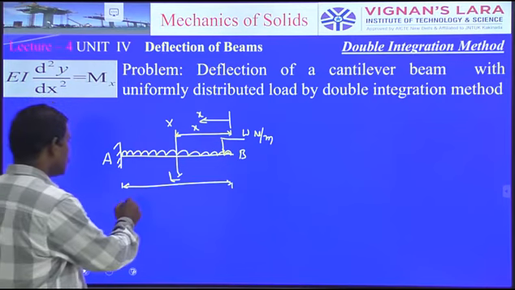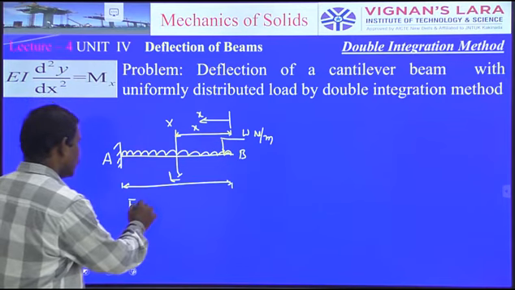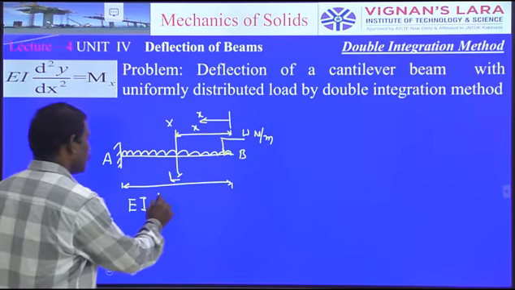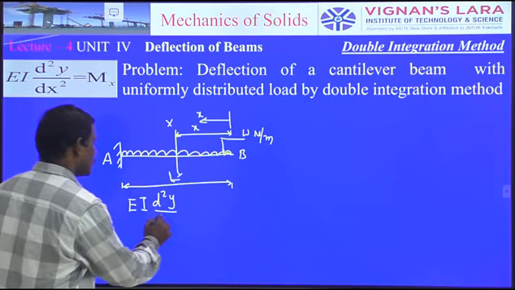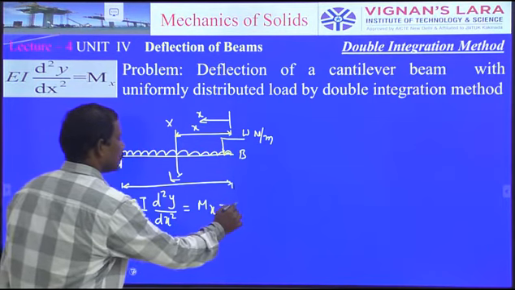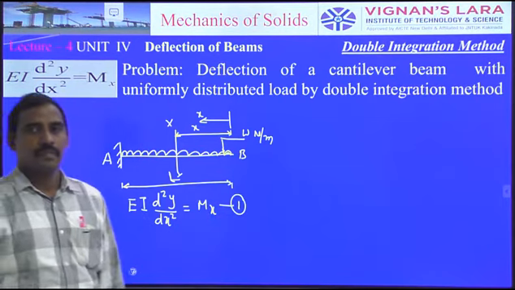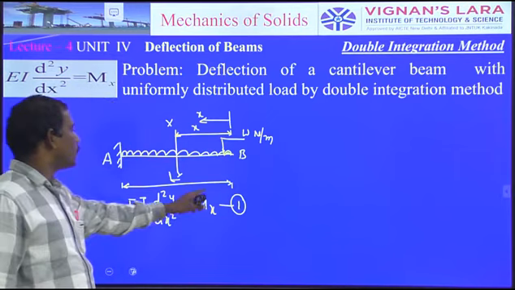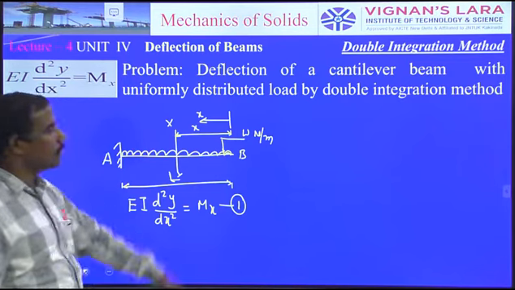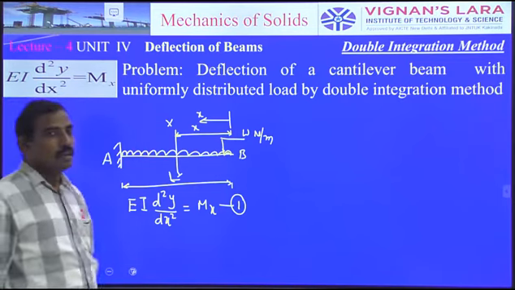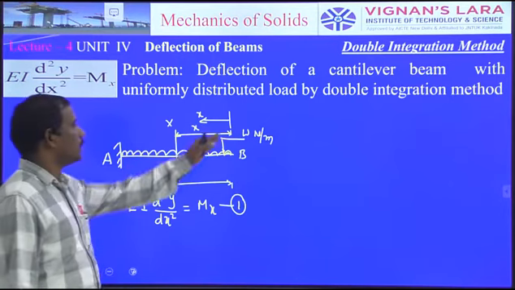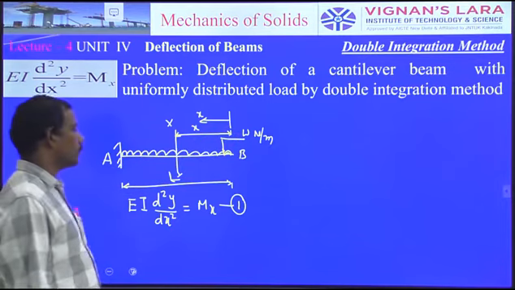As we know, the governing differential equation for the deflection is EI d square y by dx square is equal to M into x. Say equation number 1. So here we have to formulate the bending moment equation Mx of a cantilever beam of length L subjected to a UDL over the entire span with the intensity of loading w Newton per meter.